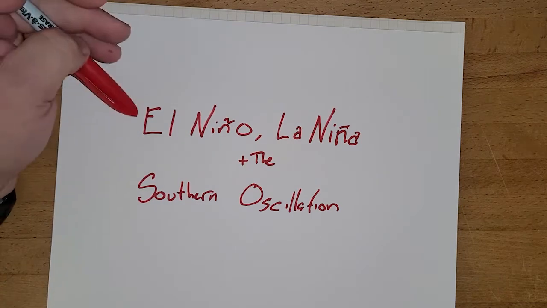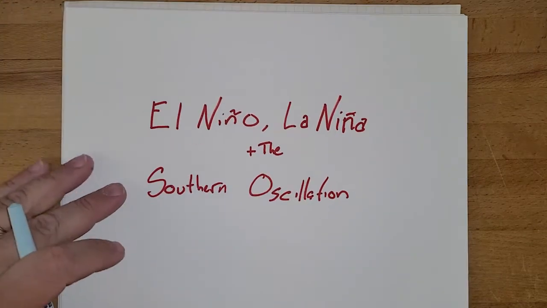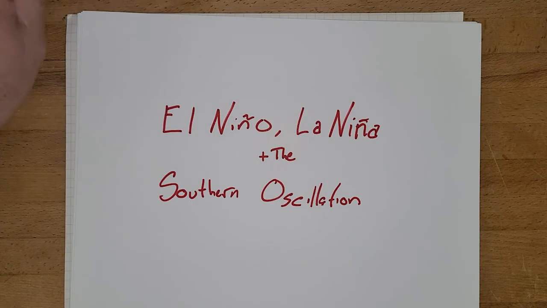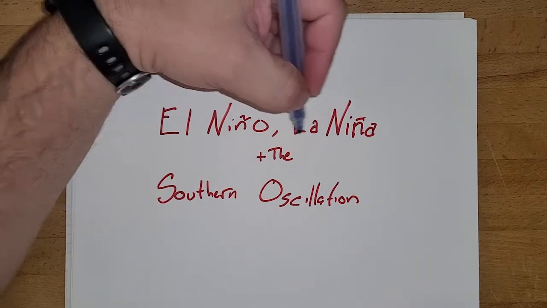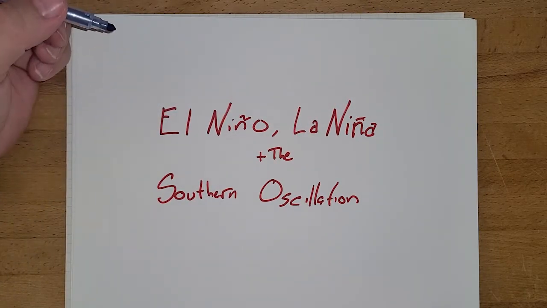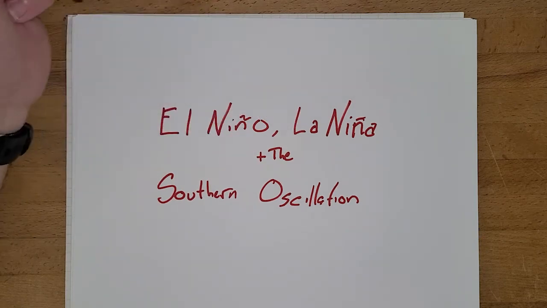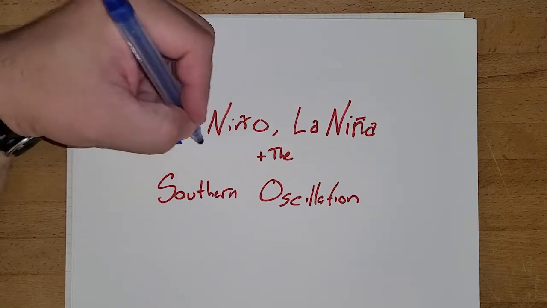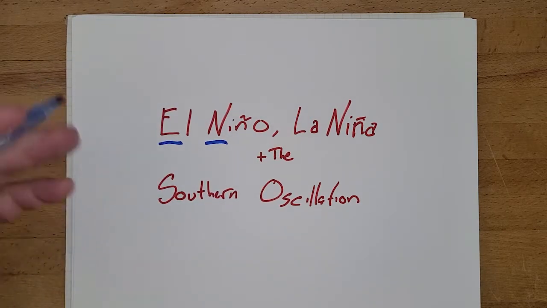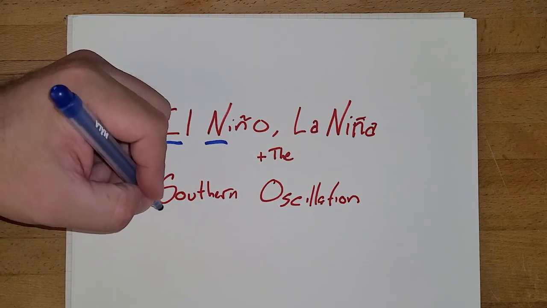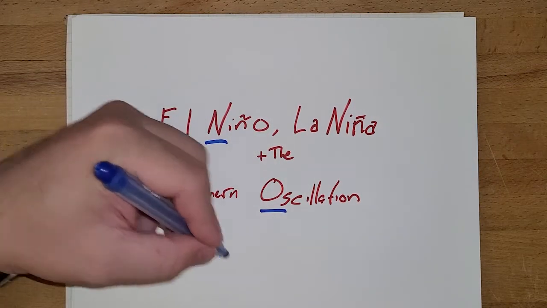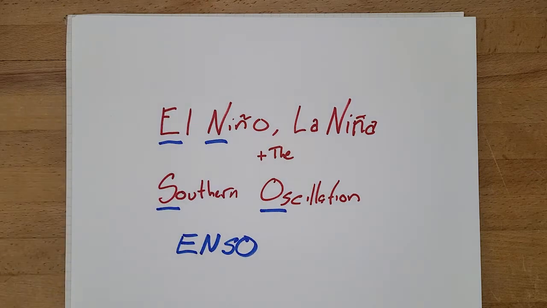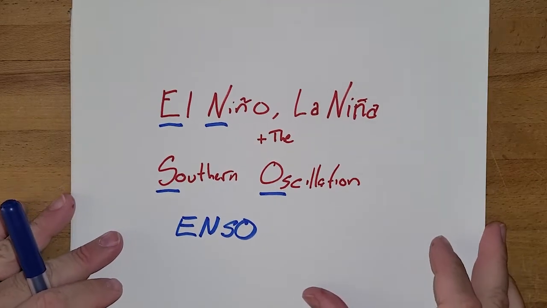We're going to explore El Niño, La Niña, and the Southern Oscillation. Now, it's kind of a long thing to say. What a lot of the scientific community have done is abbreviate it: EN, and then the Southern Oscillation. They say El Niño Southern Oscillation, or they say ENSO.